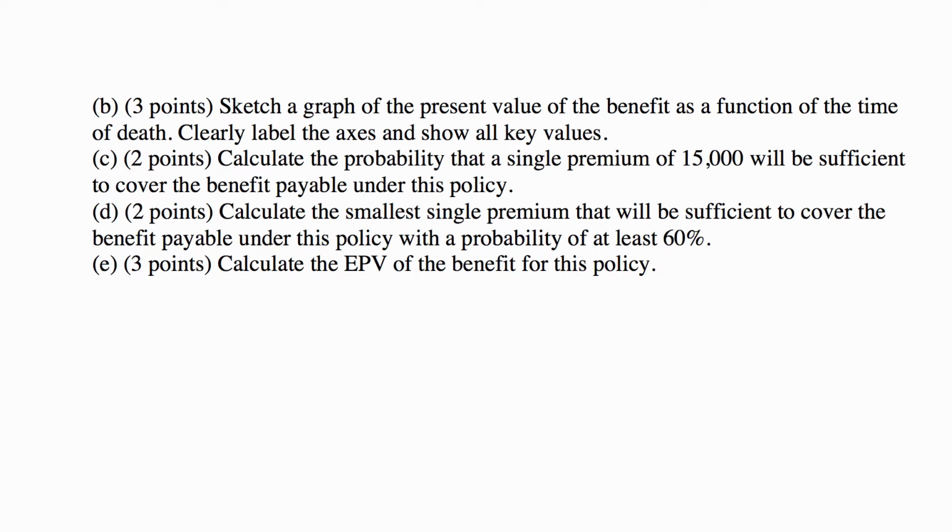Part C asks to calculate the probability that a single premium of $15,000 will be sufficient to cover the benefit payable under this policy. Part D asks to calculate the smallest single premium that will be sufficient to cover the benefit payable under this policy with a probability of at least 60%. And finally, Part E asks you to calculate the expected present value of the benefit for this policy.